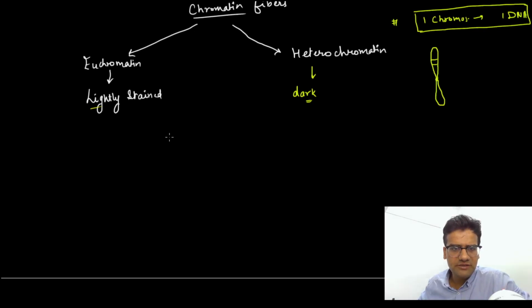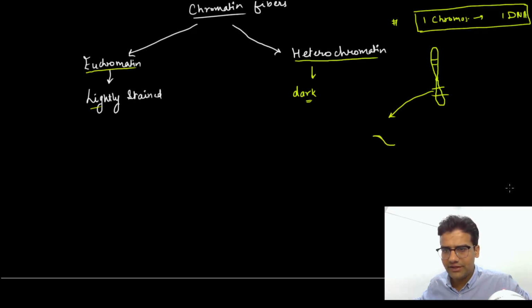What is meant by euchromatin and what is meant by heterochromatin? If you stain this chromosome with a dye, there will be some lightly stained part and some darkly stained part. The lightly stained part is what we call euchromatin, and the darkly stained part is what we call heterochromatin. Let us say this is a part of the DNA, and we are zooming into this part. So if this is the part of the DNA, let us say there is euchromatin.